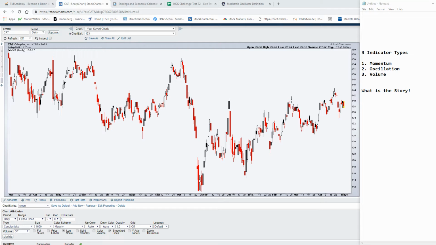We're going to take a look at how it's calculated, what the story is behind it, how it is used, and I'll show you some variations to some of the indicators that I use and kind of what I'm looking for when I go and look at these indicators.